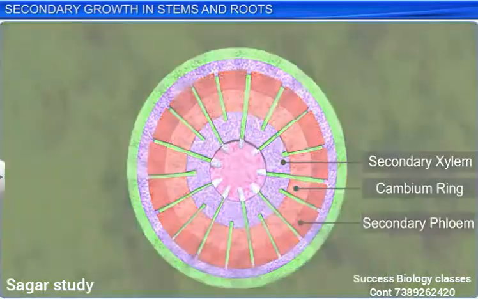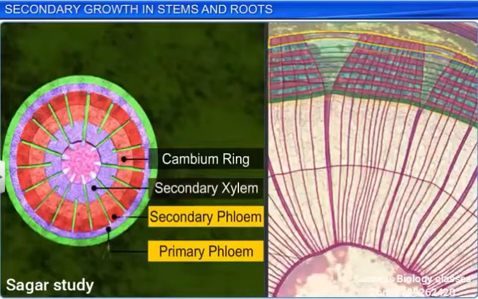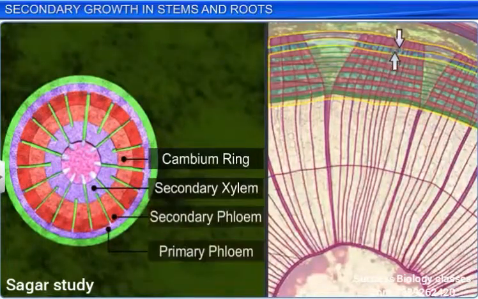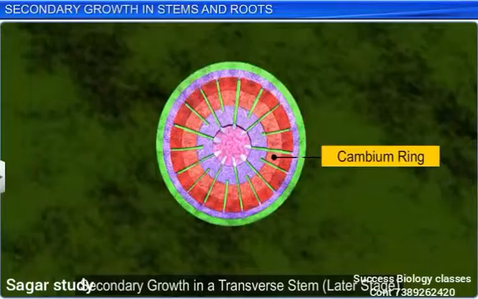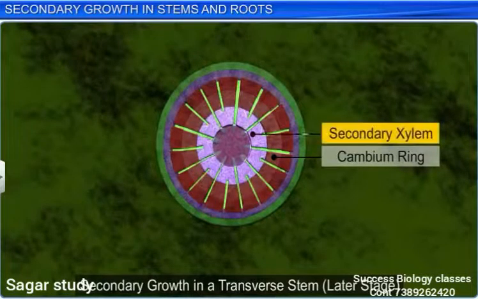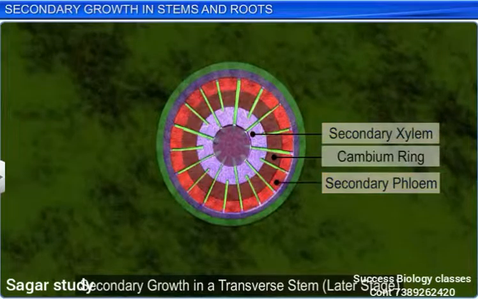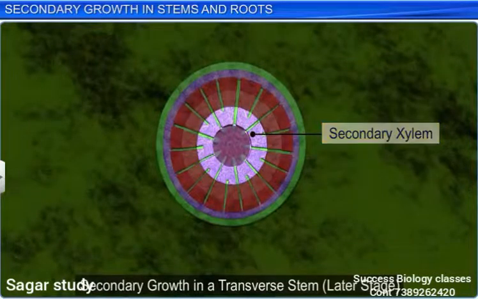Due to the continued formation of secondary xylem, primary and secondary phloem get crushed. However, primary xylem remains intact in the center. The cambium also forms a narrow band of parenchyma at some places. This band passes through the secondary xylem and the secondary phloem in radial directions and is called secondary medullary rays. The secondary xylem tissues formed during cambial activity give rise to commercial wood.